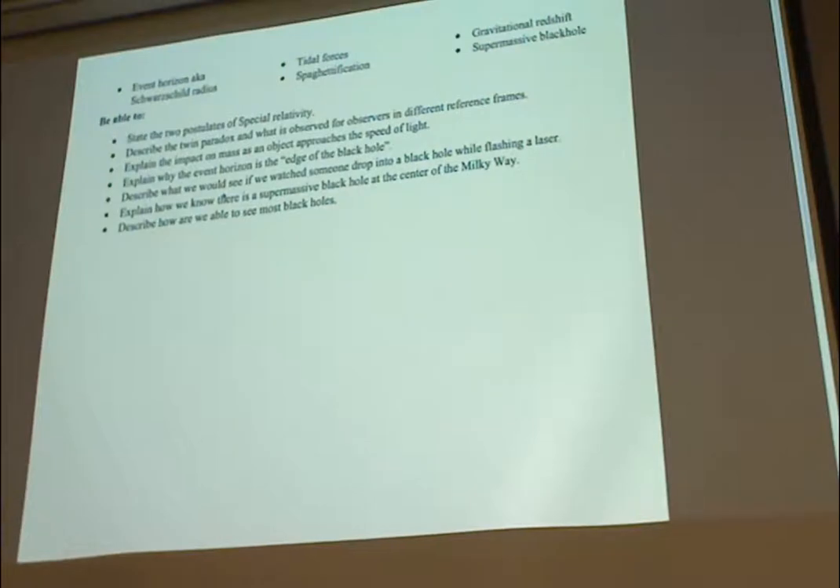And the one in the middle of the Milky Way doesn't have an accretion disk. So how can we even know that it's there? And the answer is we've been watching what it does to stars in the neighborhood. And the stars in the neighborhood are actually getting affected.